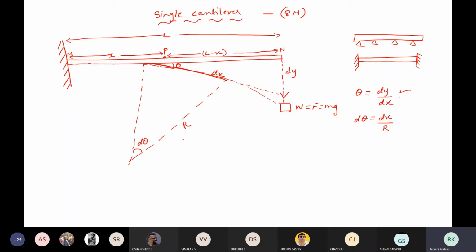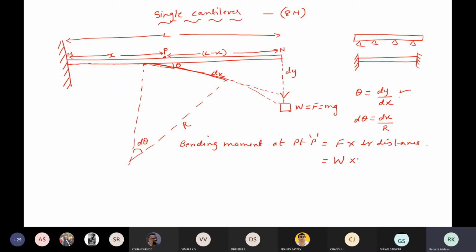What is the bending moment at point P? It is given by force into perpendicular distance. That was the general definition. So the bending moment at point P is equal to force into perpendicular distance. Here the force is equal to the weight, W.